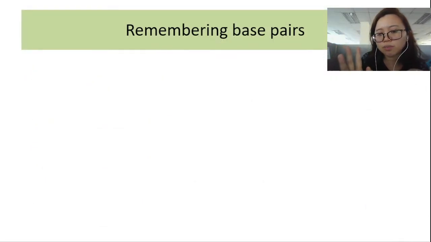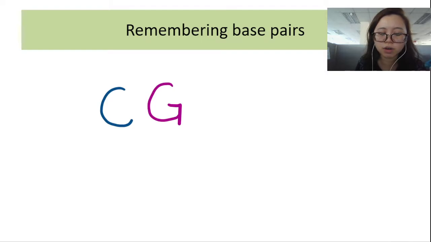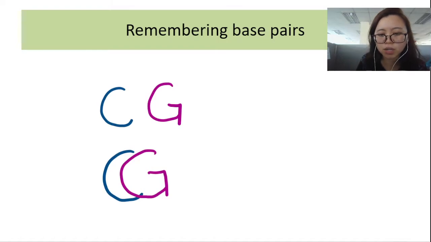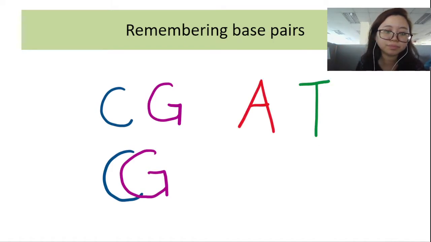Something that you might have trouble remembering or memorizing is which one pairs with which. For this one, mine is very easy. I remember cytosine and guanine. Dua-dua bulat. Dia macam bulat sikit. I remember cytosine and guanine have curved shapes. So if they come together, it looks like cytosine can hug the guanine. Macam dia memeluk. Ini cara saya ingat cytosine peluk guanine.